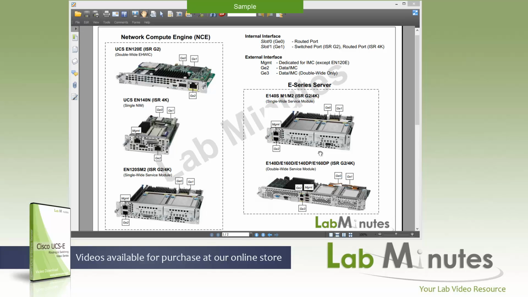The concept of LOM and CIMC are still there, but the only difference is that both the management and data traffic can pass through the same LOM interface, although you still have an option for a dedicated CIMC connection on some models. And in addition to external physical interfaces, UCS-E also has two internal interfaces as designated by GE0 and GE1 here that connect directly to the router backplane. So with UCS-E, you basically have internal interfaces and external interfaces, which you can see from the front panel.